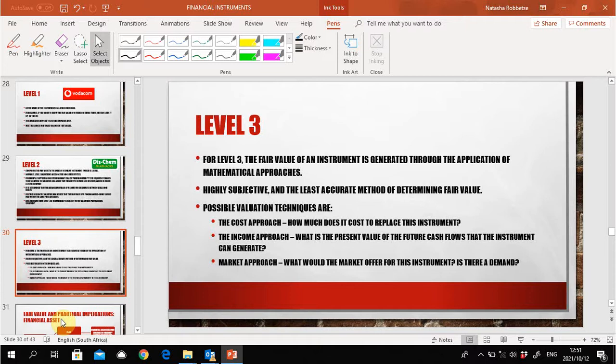And then you have a market approach, which is similar to the cost approach, but that will be from the perspective of the issuer, where they ask how much would the market offer. So the cost approach is from the person who buys it, the purchaser, who says, what does it cost me, right? The market approach is from the issuer, who asks, how much will the market pay for this instrument? Is there a demand? Are they interested? Do they want to invest in it?